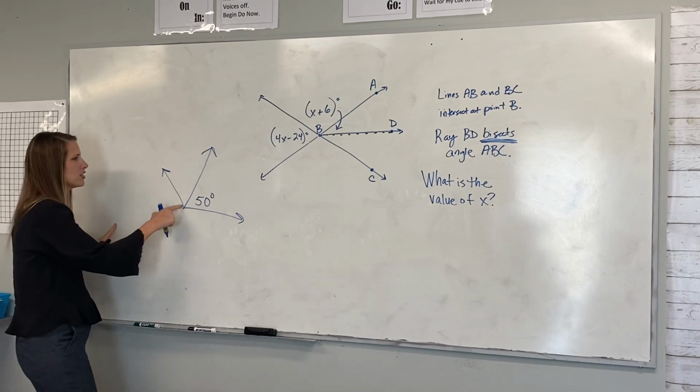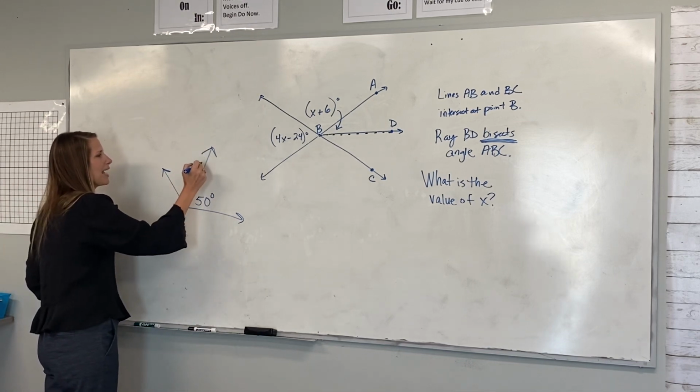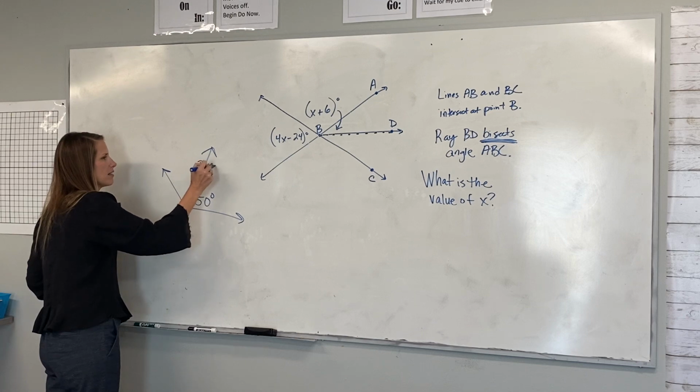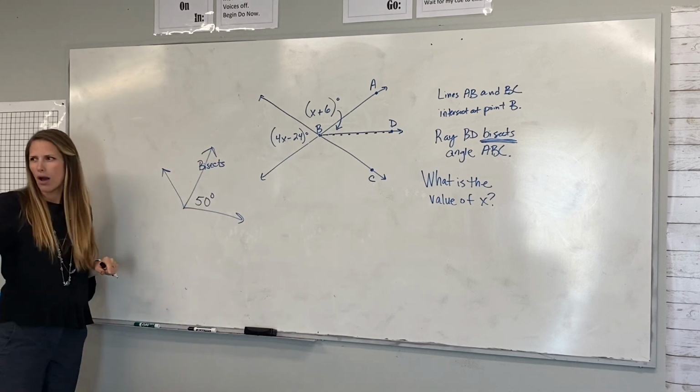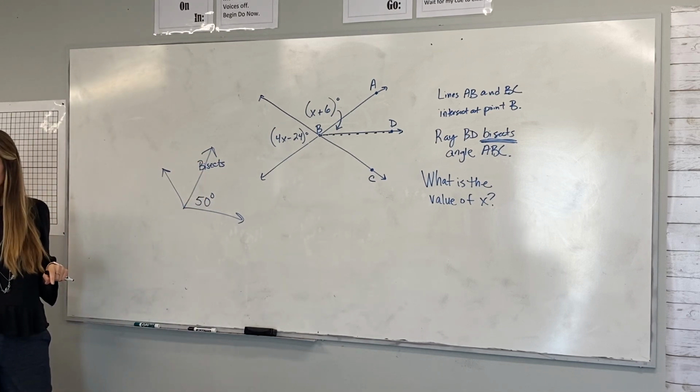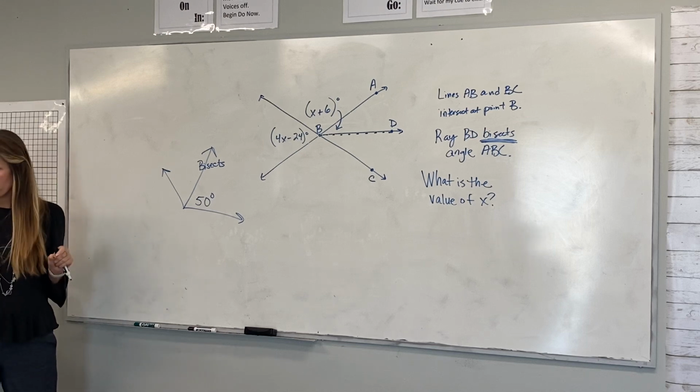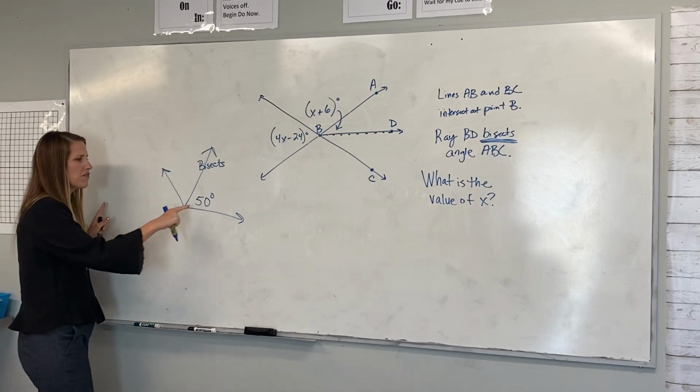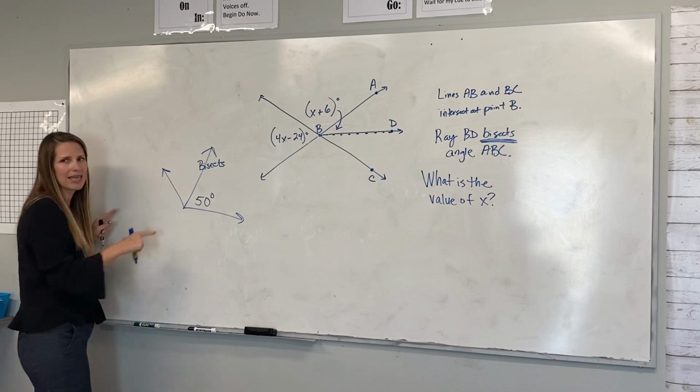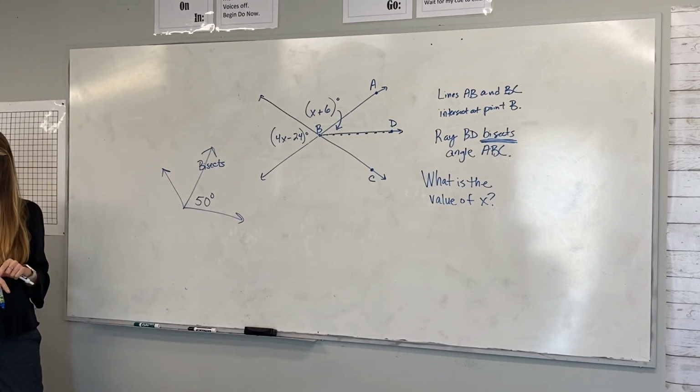If I say that this ray bisects it, what does bisect mean? Split in half. Cuts it in half. So if this is 50 degrees, what's this? 25. I know why you said that, but that's not where I'm going. What? I said 50. Yeah.